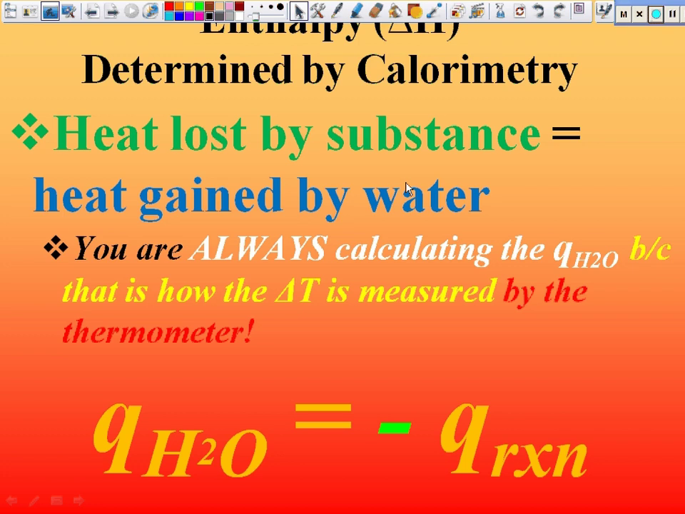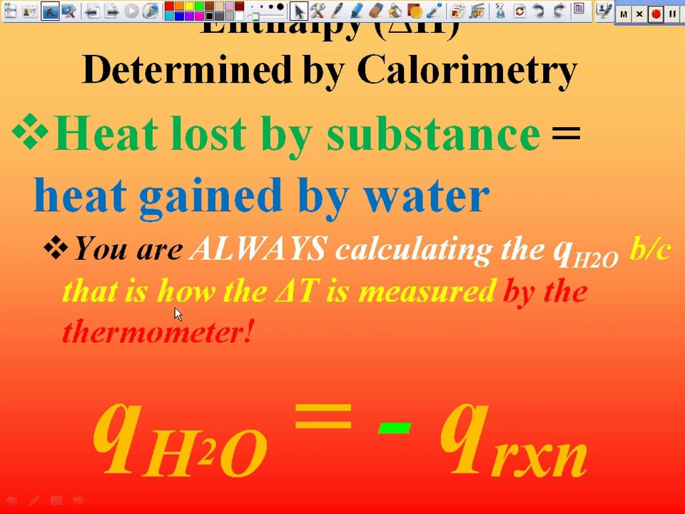So when you read this, as it's written currently, heat gained by water, in this blue form, as it's written, what would be the delta T? Would it get warmer or would it get cooler? Warmer, because what's happening to heat? It's being put into the water. What happens if heat was lost by the water? Delta T would be negative because it gets colder. Does that make sense? Yes, no, maybe? Okay. So you're always calculating the Q of water because that's how the delta T is measured by the thermometer.